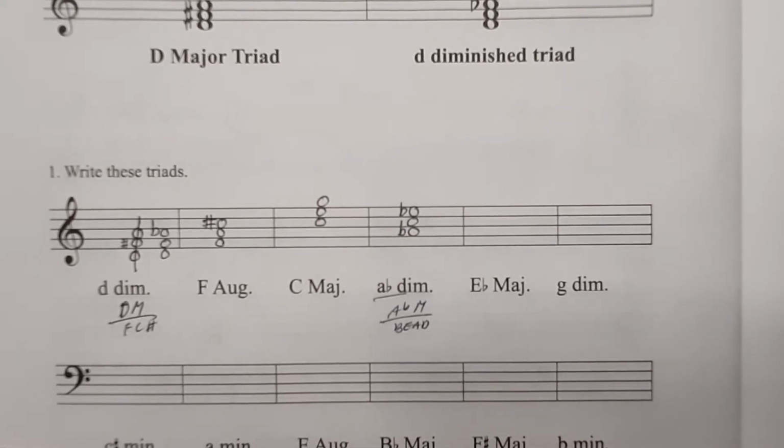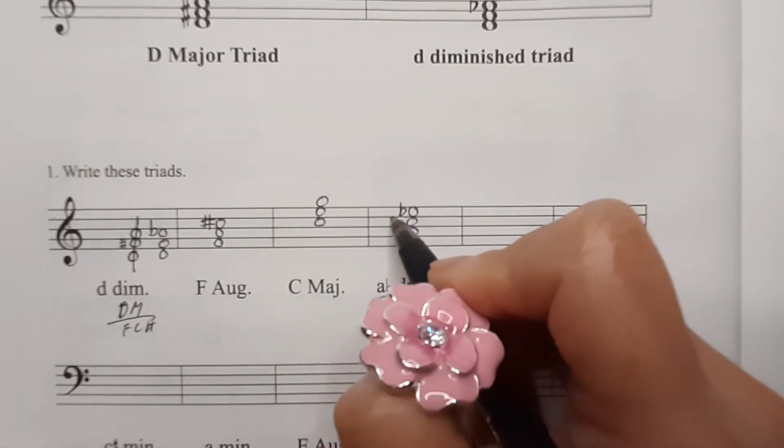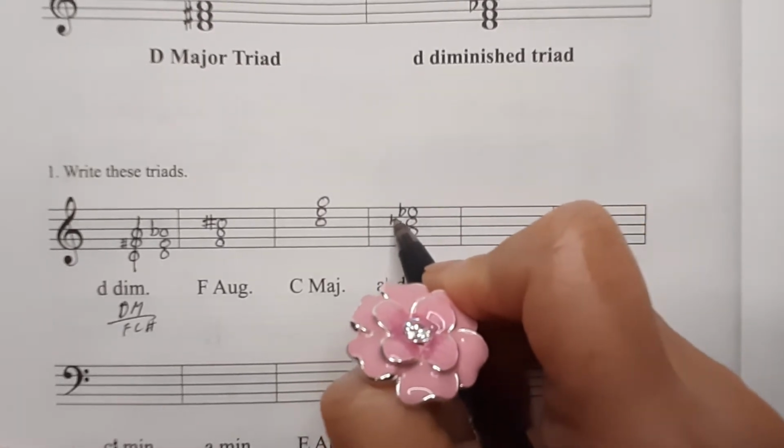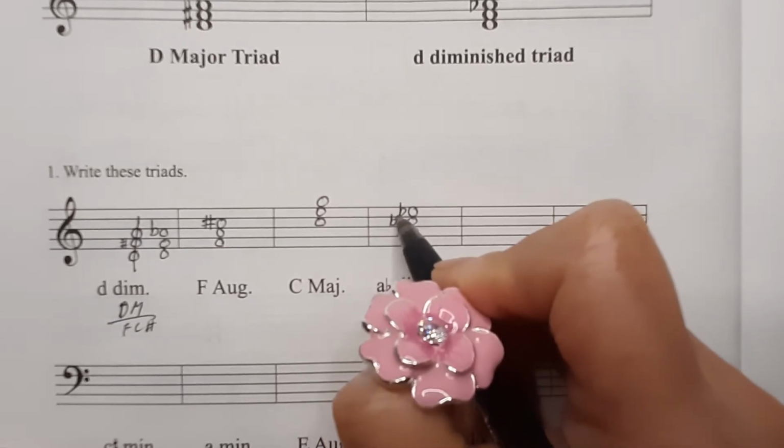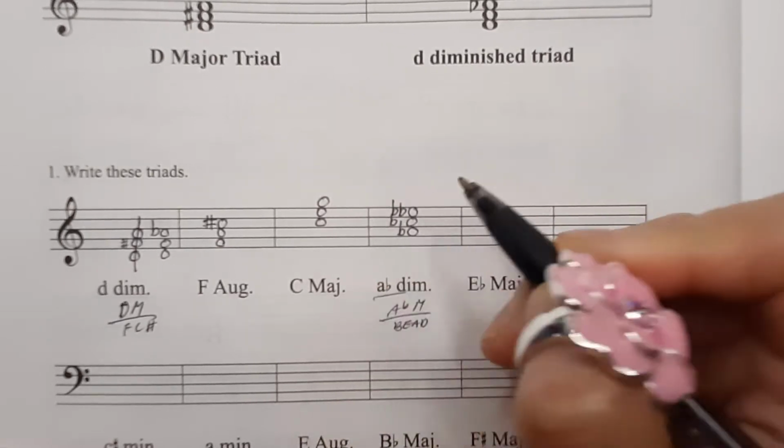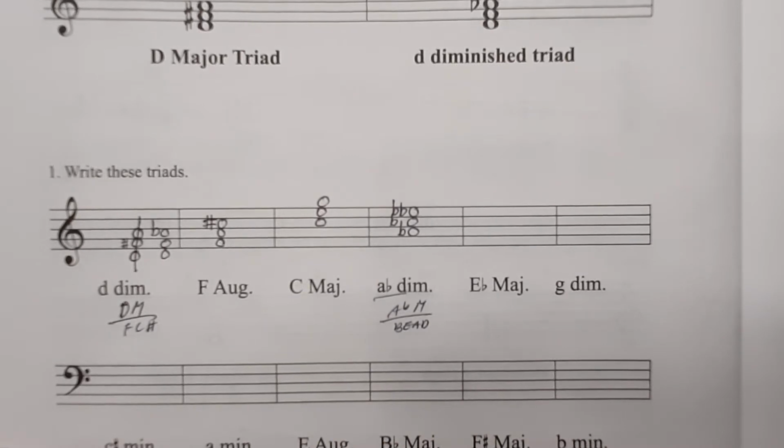Okay? But how do you switch that to the diminished? We want to lower the middle one, right? Which is the C flat, and lower the top one again. So it's going to be E double flat.